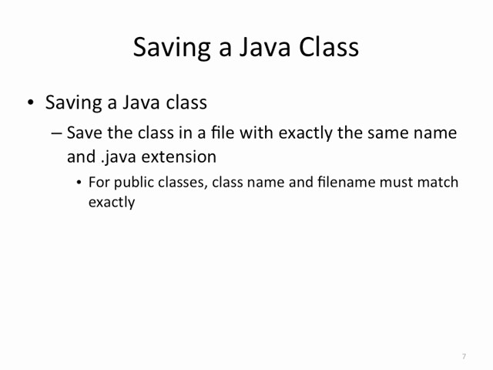We need to save our Java classes so that we can run them again. And to save, we save our class with the exact same name as the class, followed by the .java file extension. In NetBeans, it'll do this for you automatically, so it will make life easy and you won't have to worry about it. For public classes, and all of our classes in this particular course will be public, the file name must match the class name exactly, with the exception of that file extension.